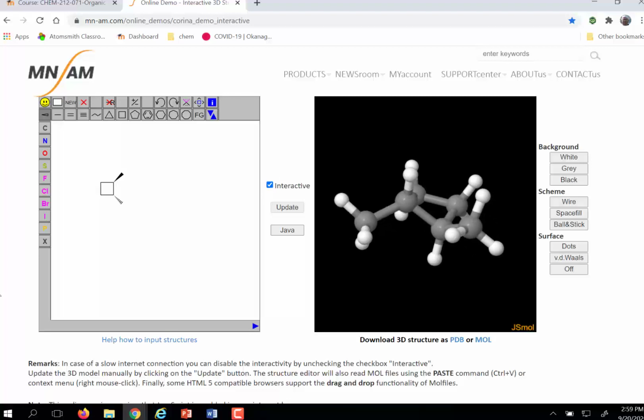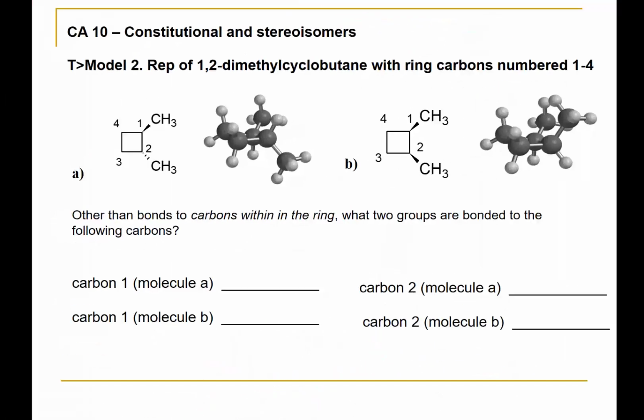So let's go back now to the notes. One of the first things that we're asked to do is to label the molecules whether or not they're cis or trans. So of course the molecule on the left is the trans version of 1,2-dimethylcyclobutane. Of course the one on the right is the cis. The next thing that you're asked to do is to look at carbon number 1 and indicate what two groups are bonded to carbon number 1 in both molecules A and B. And then look at carbon number 2 and indicate what groups are bonded for both molecules A and B.